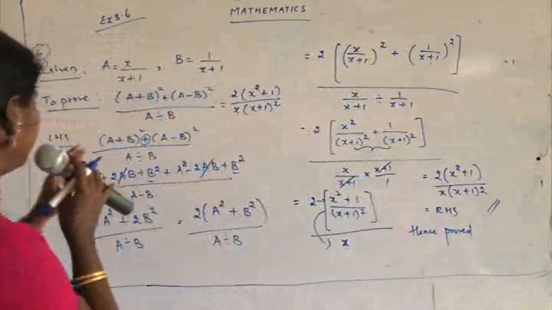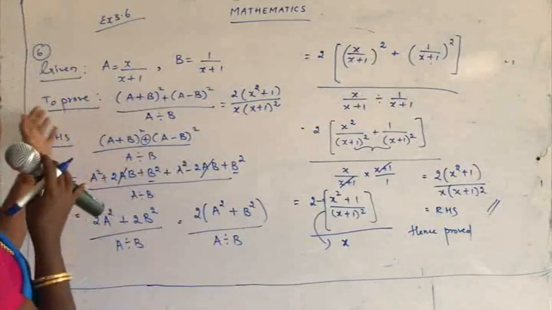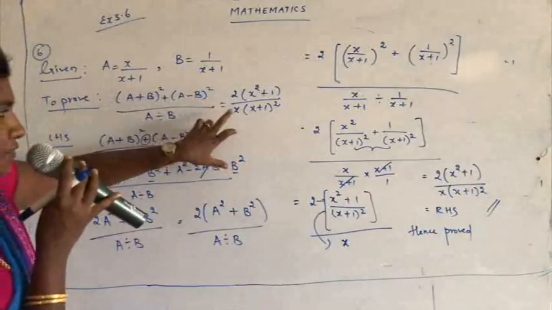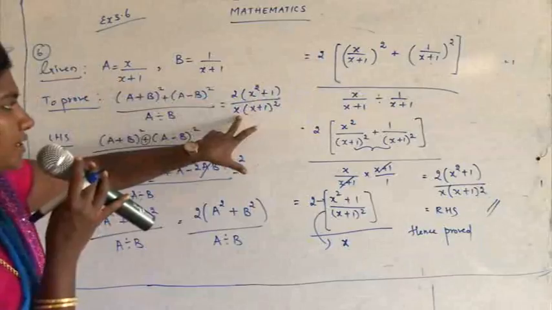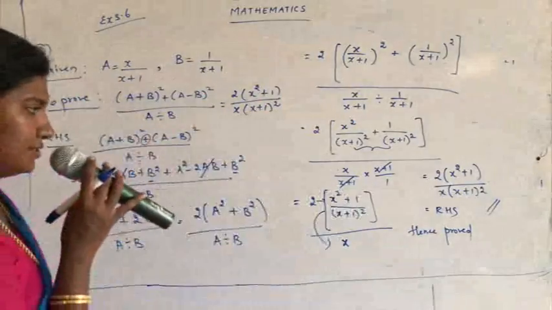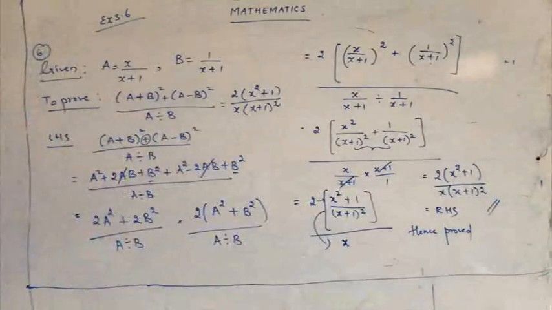So I started with the LHS part and I got the answer that was to be proved. What was the thing to prove? That LHS should be equal to RHS, and our RHS was 2 x square plus 1 upon x into x plus 1 the whole square. So from LHS I have got the RHS. So we have proved the sum and we have got our answer. Take down the answer.